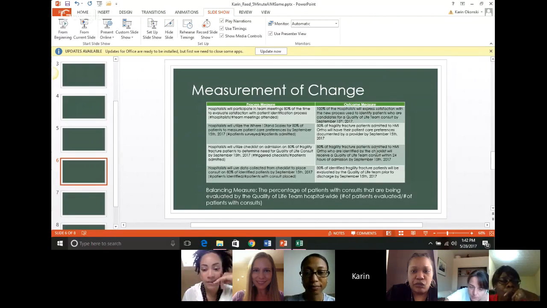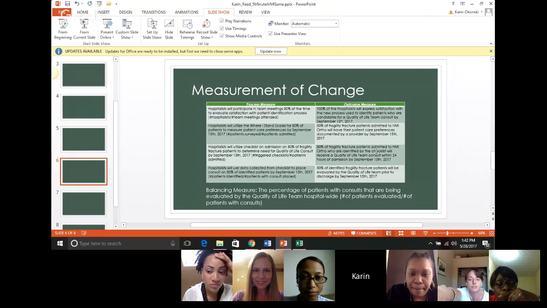I can see it. Okay, I can't see it, but her measure is that they're going to use this checklist. But what's the outcome? So how can she fix this outcome to make it a timeliness measure?